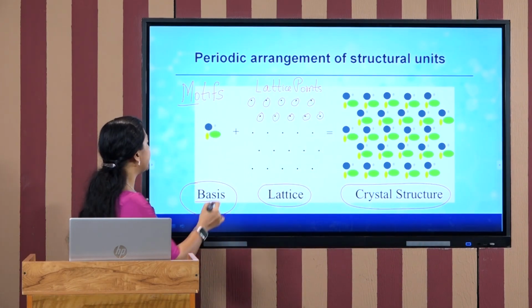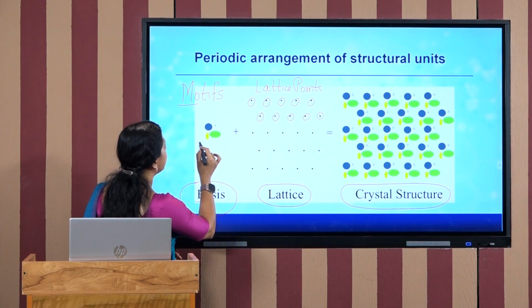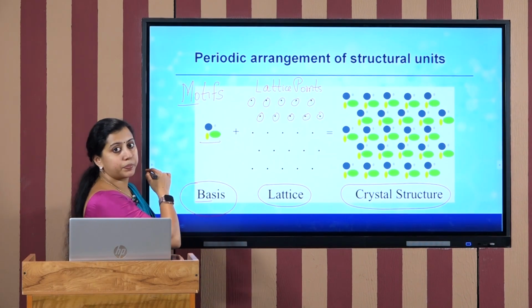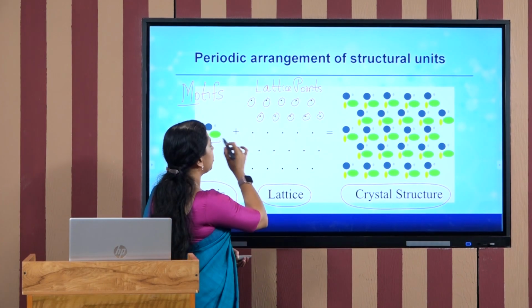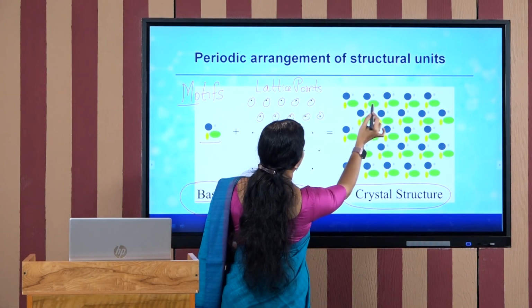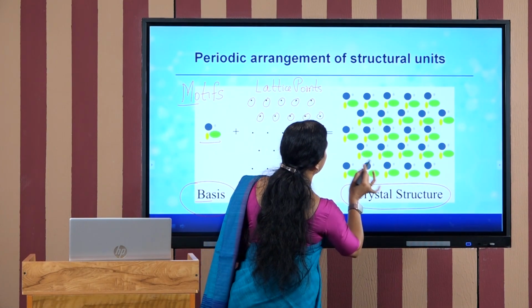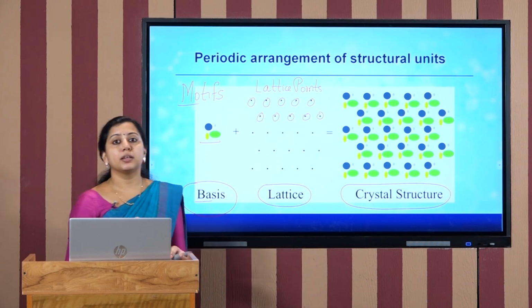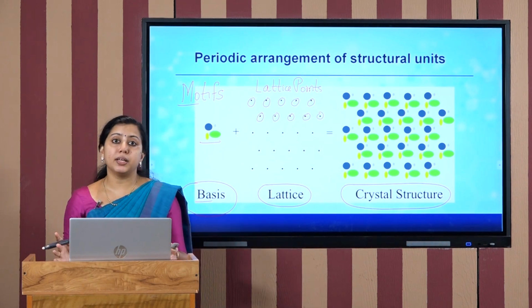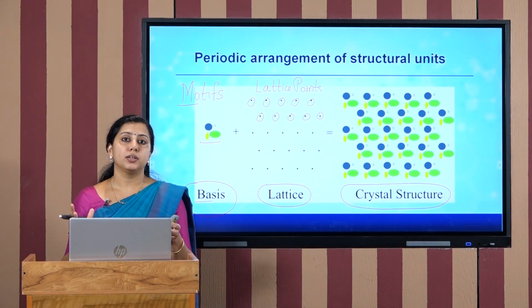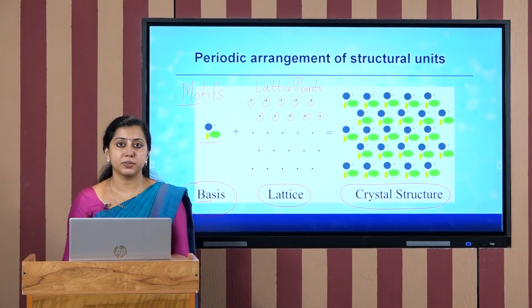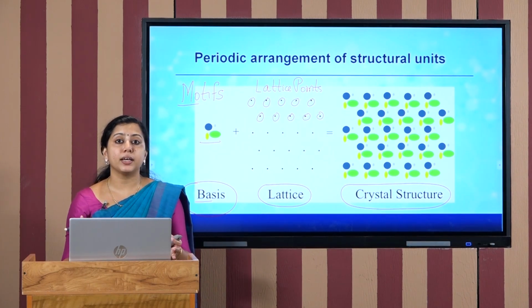So, in this figure you can see the colored structural units or motifs or bases, and each of these bases occupy each of these points in that particular pattern. So, this results in a three-dimensional array of lattice points being replaced by these bases or motifs. So, that generates a crystal structure. Okay. So, hope you have got an idea of the periodic arrangement of the structural units.